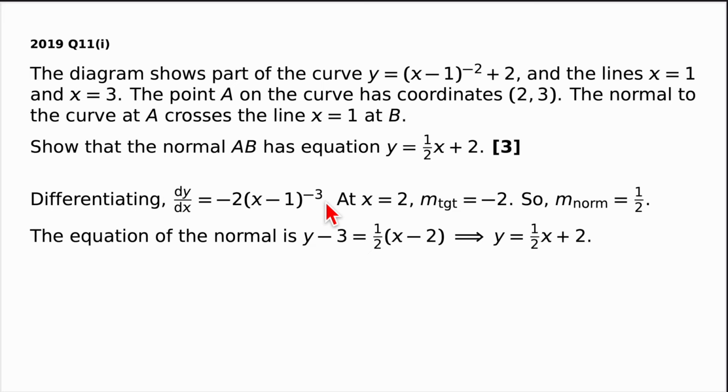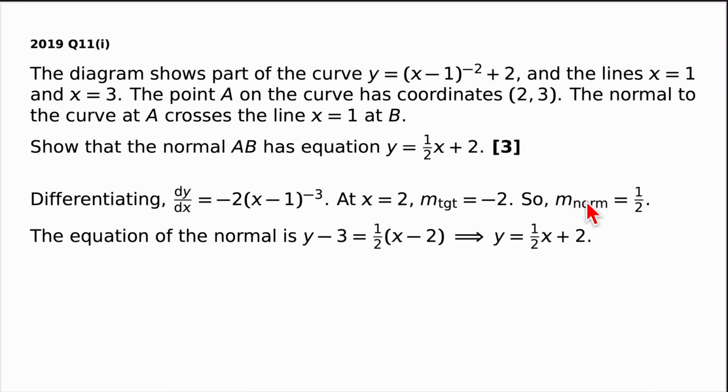We want to know its value at x equals 2, because that's the point that we're interested in. So at x equals 2, the gradient of the tangent is minus 2. So just substituting x equals 2 in here, we find out that the derivative gives you a value of minus 2, and that will give you the value of the gradient of the tangent.